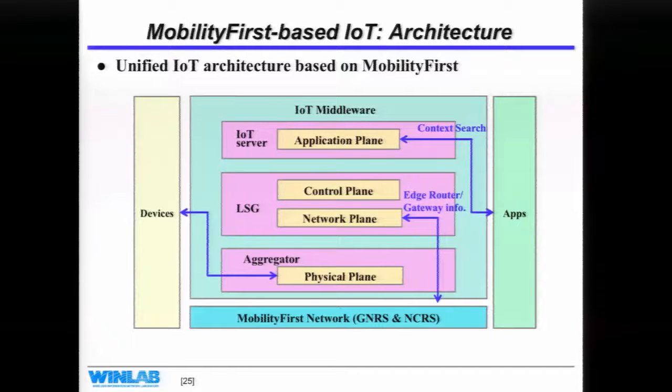On the top, we have the IoT service layer. This is a logically centralized server in the control plane. It manages subscription and also provides a lookup service so that IoT applications can look up the IoT data and the service information.